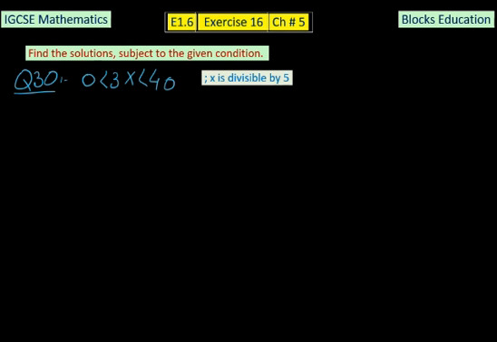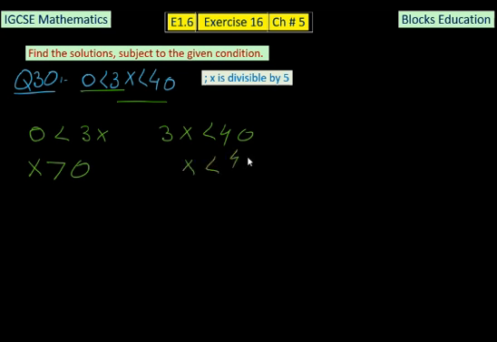Okay, so in question number 30, it says 0 less than 3x and 3x less than 40, and then the condition says x is divisible by 5. So we'll use the same strategy, divide this inequality into two inequalities: 0 less than 3x and 3x less than 40. If you divide by 3 on the other side, 0 divided by 3 is still 0, so you can write x is greater than 0. And here, if you divide by 3, it will be x less than 40 divided by 3. Just keep in mind, roughly speaking, 40 divided by 3 is 13.3 something, right?